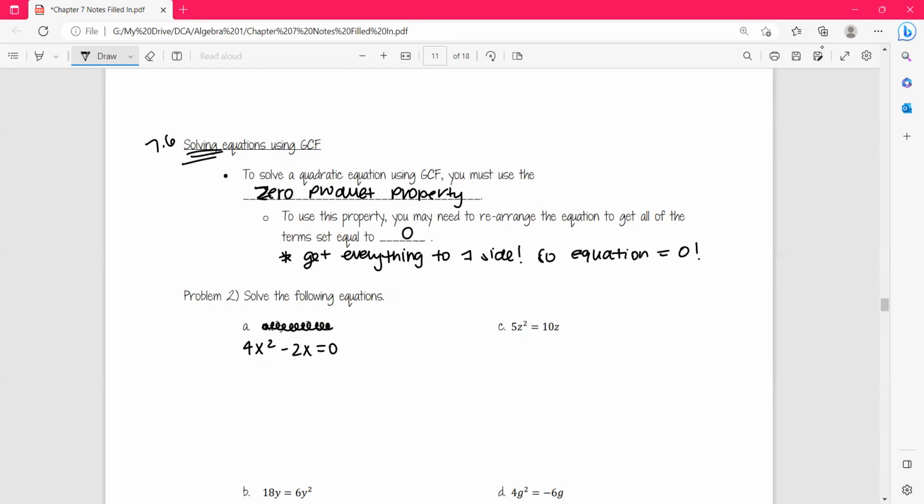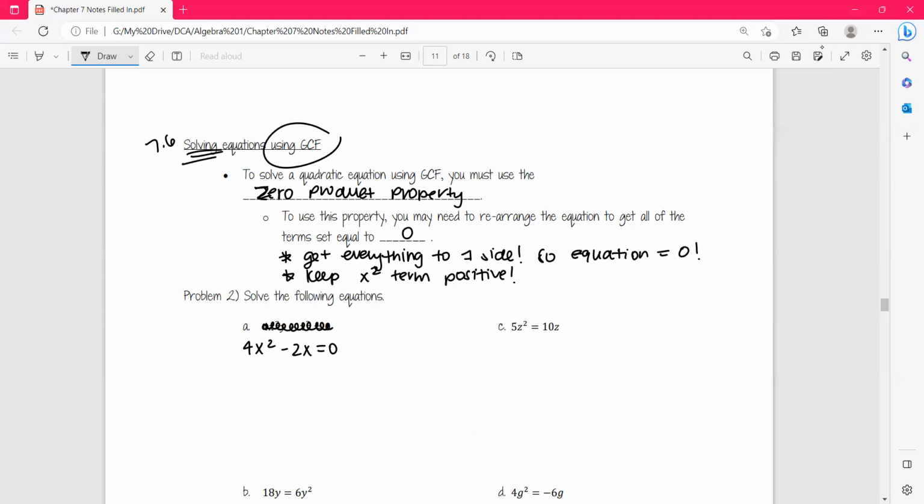When we do that, we want to keep the x squared term positive. So wherever we've got the term with the square, we're going to make that or keep that positive. So if I look at a, I actually want to change a. If you're using the notes, just make sure you change it to 4x squared minus 2x equals 0. Okay? First thing we want to do is look for our GCF. And that's how we're going to solve these equations, by a GCF.